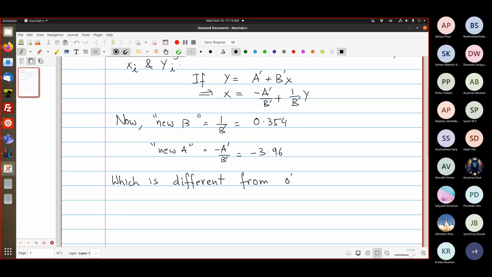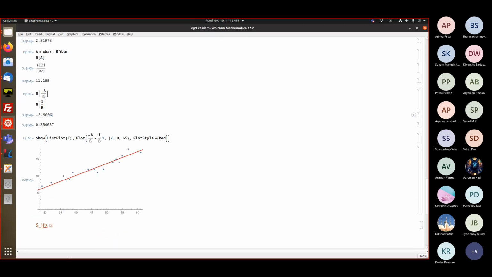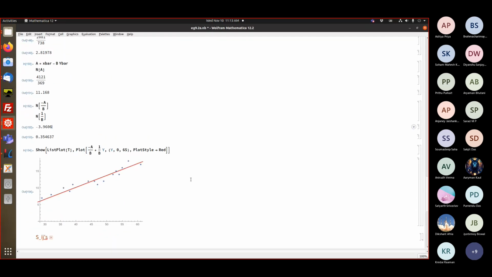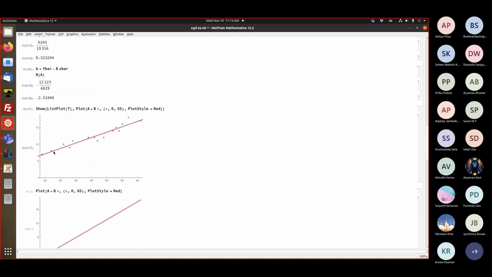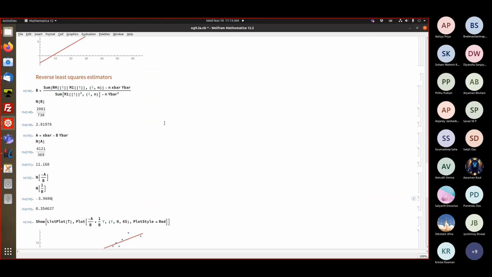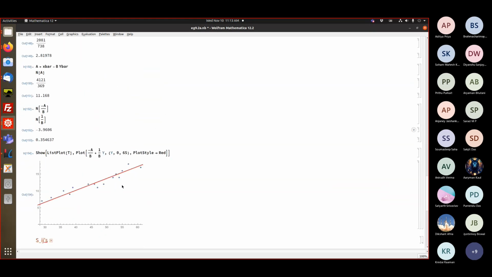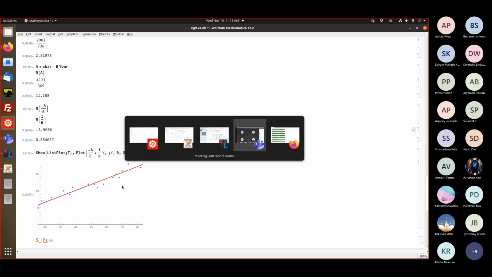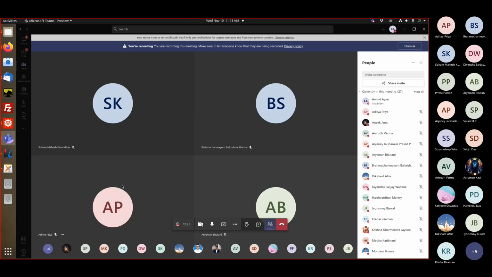From old A and B. I mean, these numbers are different. This looks like a fairly good fit, but so does this, right? So why is this happening? Why are we getting different answers in both the cases? Anybody?